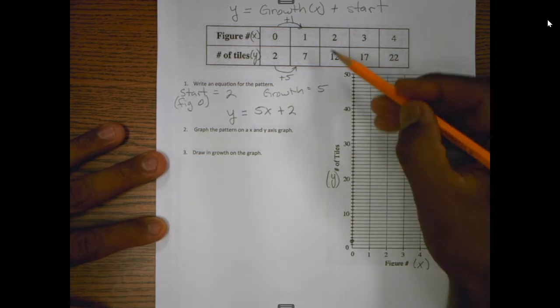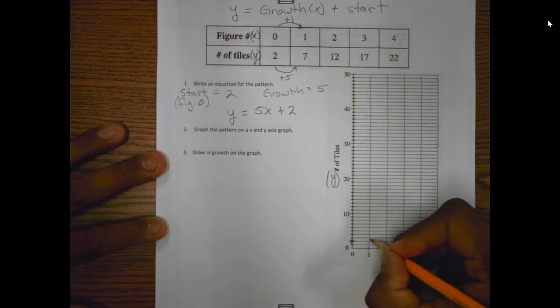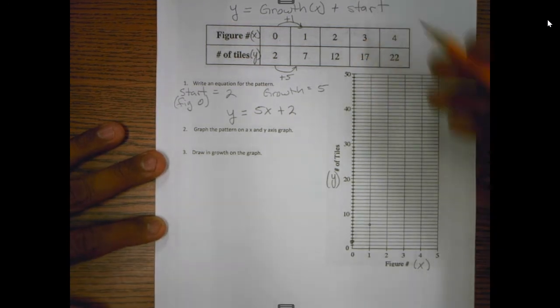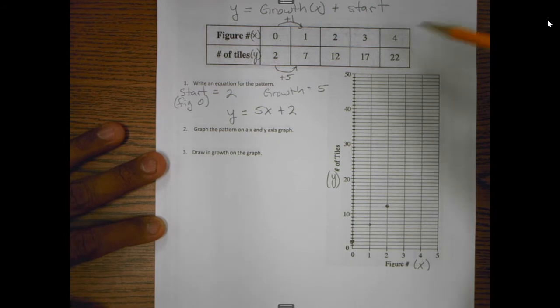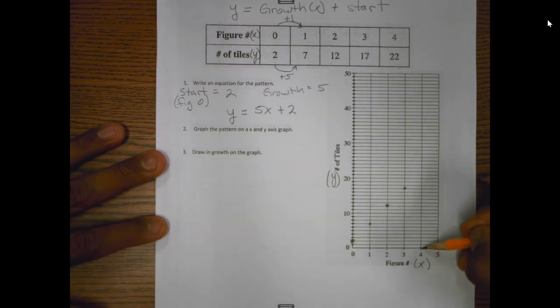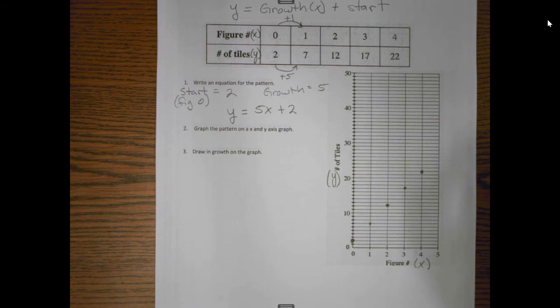When my x is 1, my y is 7. 1, 2, 3, 4, 5, 6, and 7. My x is 2, my y is 12. 1, 2, let's go to 10, and then up 2 more. And then when my x is 3, my y is 17. Figure 3 has 17 tiles. 12, 13, 14, 15, 16, 17. And then when I have figure 4, it's got 22. There's 20, there's 22.